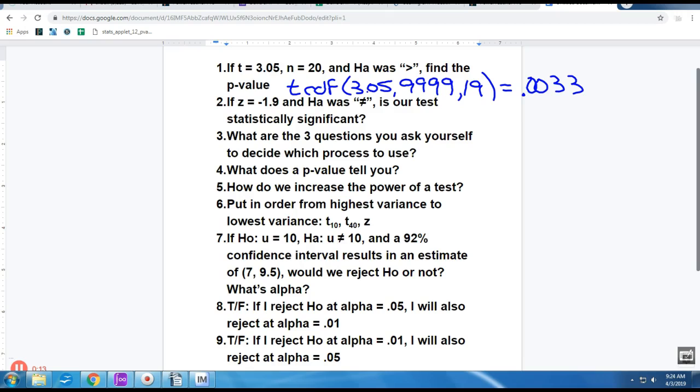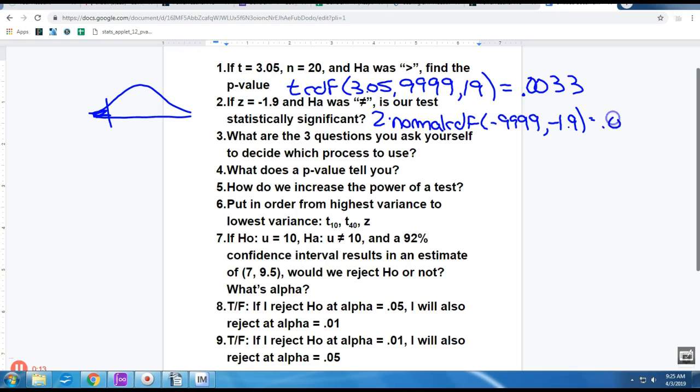For the second one, we got a couple things going on. So Z is negative 1.9. So we're way over here. We want to find this tail, but it's a not equal to test. So after we find this tail, what do we have to do with it? We have to double it. So I did 2 times normal CDF of negative 999 up to negative 1.9. And that got me 0.057.